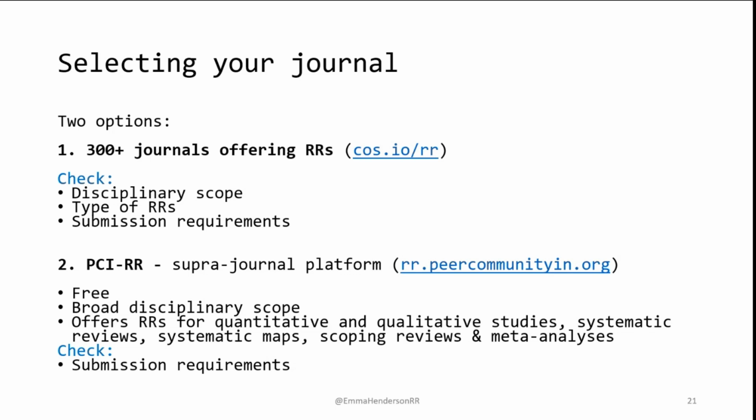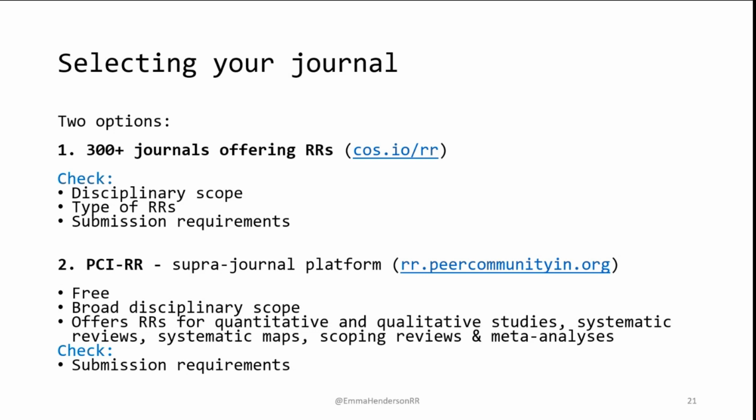Then the other choice, rather than going direct to a journal, is to go to Peer Community in Registered Reports, PCIRR. And this is a supra journal platform. So it is free to submit to, and it has broad disciplinary scope, and it offers every type of registered report that you can imagine. And again, you would need to check the submission requirements and make sure that you adhere to those.